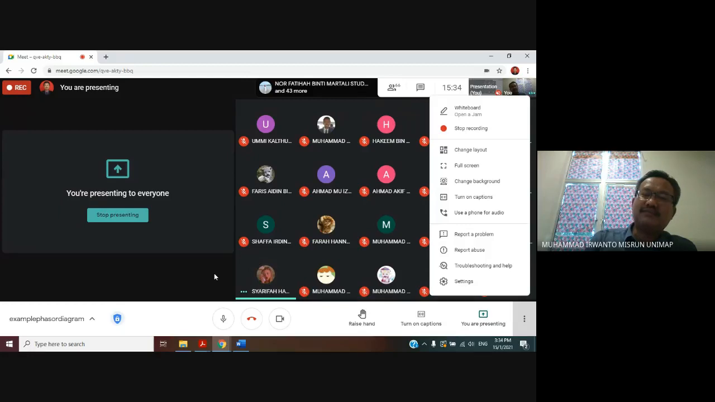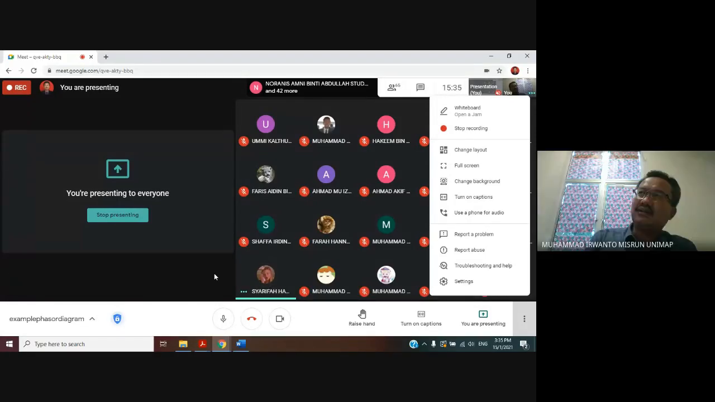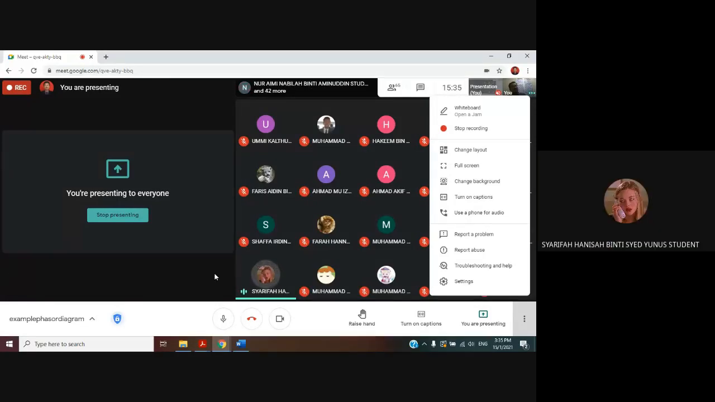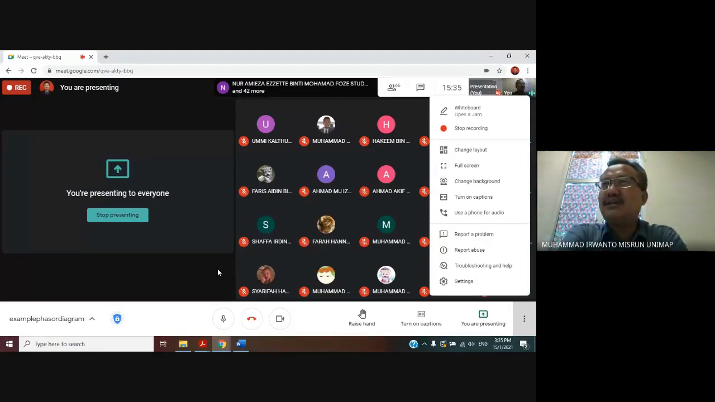Yes, Sarifah, what is it? I don't understand the phasor diagram. Where exactly don't you understand? Okay, like this. A phasor diagram is a diagram that reflects the voltages: the internal generated voltage, the phase voltage, the voltage drop of the synchronous reactance, and also the armature resistance.